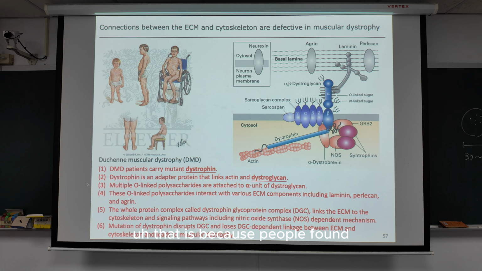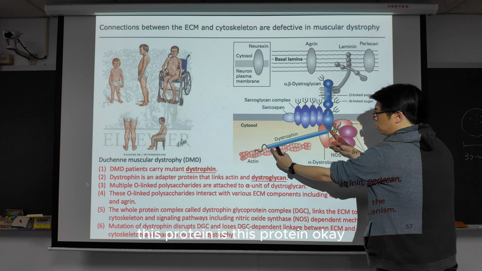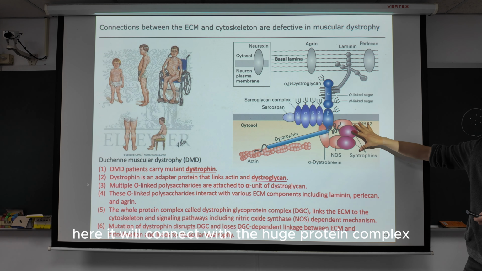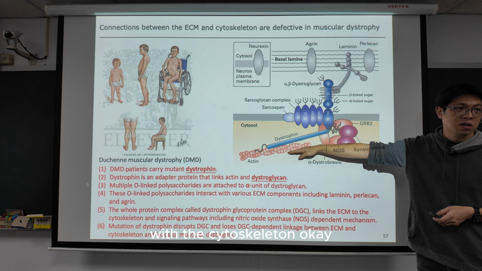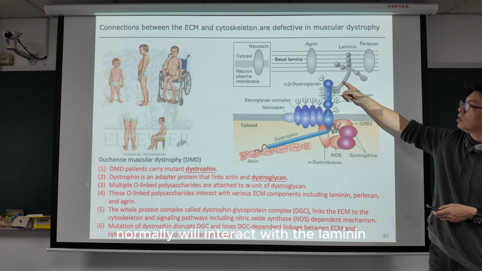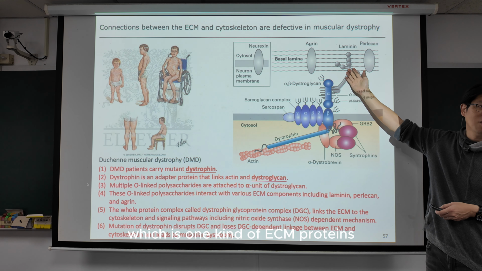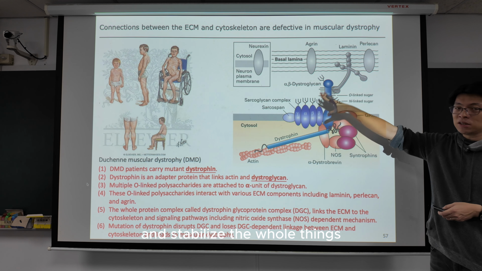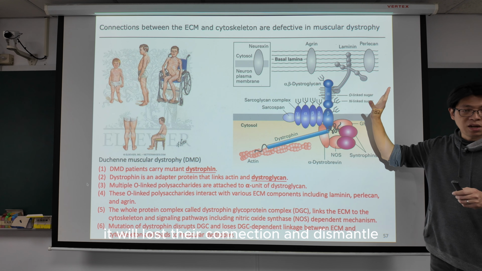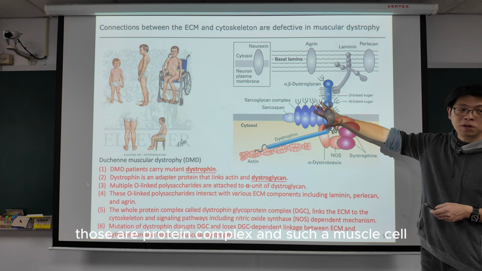That is because the researcher found the patient contained the mutant dystrophin. Dystrophin is this protein here. It connects with a huge protein complex with the cytoskeleton. Normally, it will interact with laminin, which is one kind of ECM protein, and stabilize the whole thing. If you do not have dystrophin, it will lose the connection and disassemble those protein complexes.